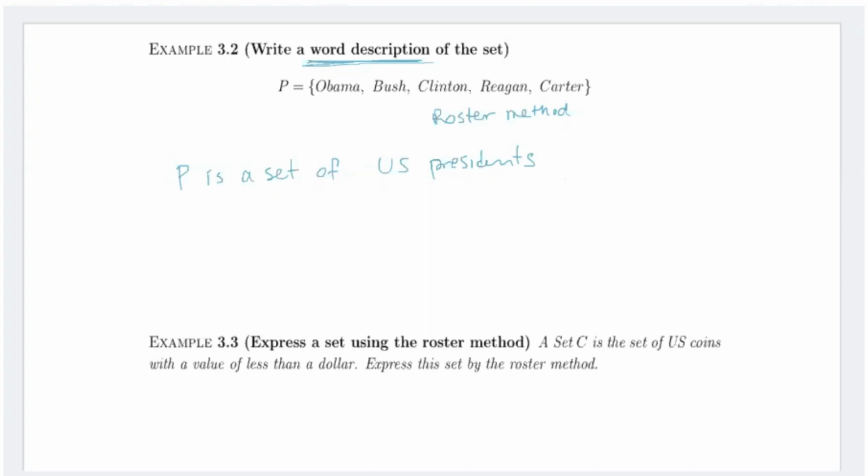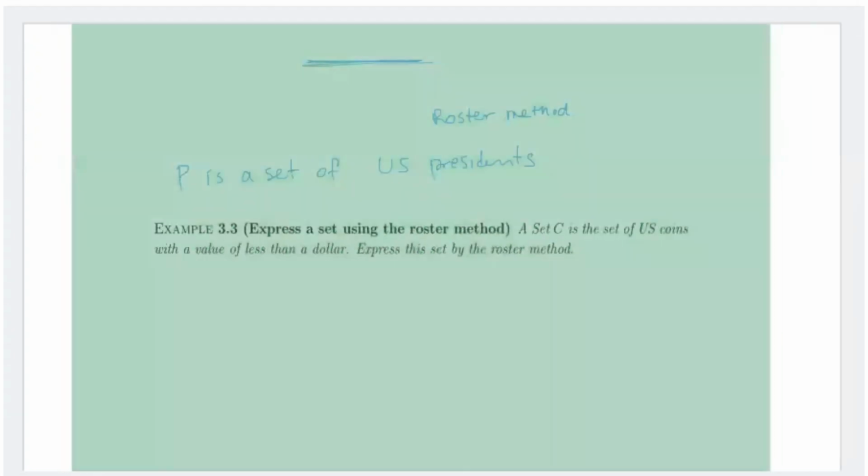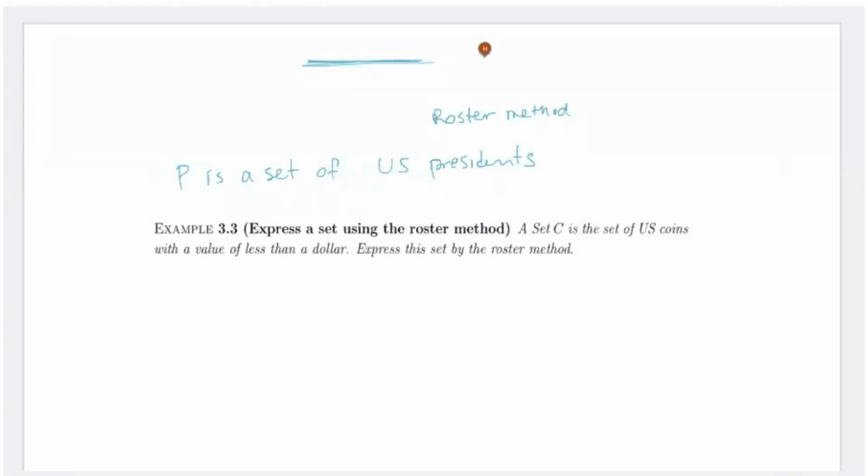All right, let's look at the third one. Are we okay with this? Is it still confusing? All right, let's look at the next one. Example 3, the bottom of page 74. Express the set using roster method. Here it's described in words. A set C is the set of US coins with a value of less than $1. Express the set by roster method.